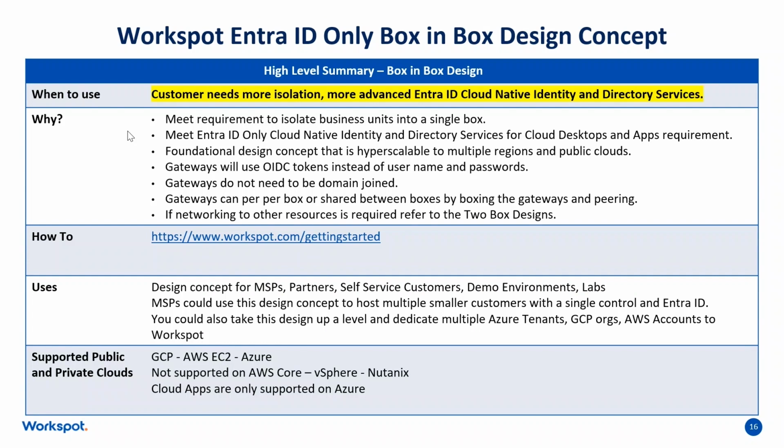Now, currently, we can support this on GCP, AWS EC2, and Azure. And because it's Entra ID only, Core doesn't support it. vSphere and Nutanix are not really supported for this either. Now, obviously, we could get into a hybrid mode here, but then you've got Active Directory considerations and maybe having to link up some of these boxes via networking. That's something a customer or an MSP or partner is going to have to decide how to architect, but it's certainly doable.